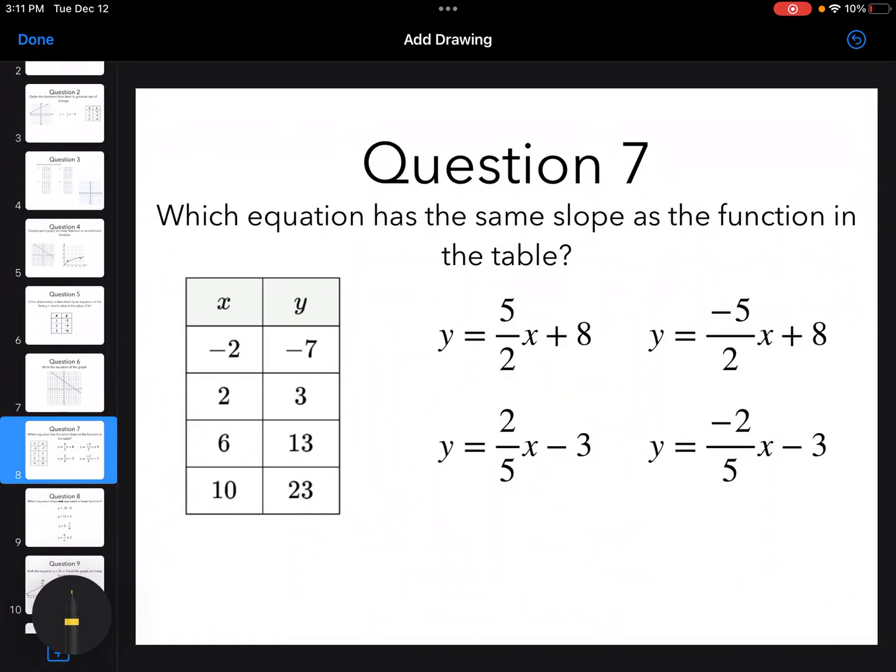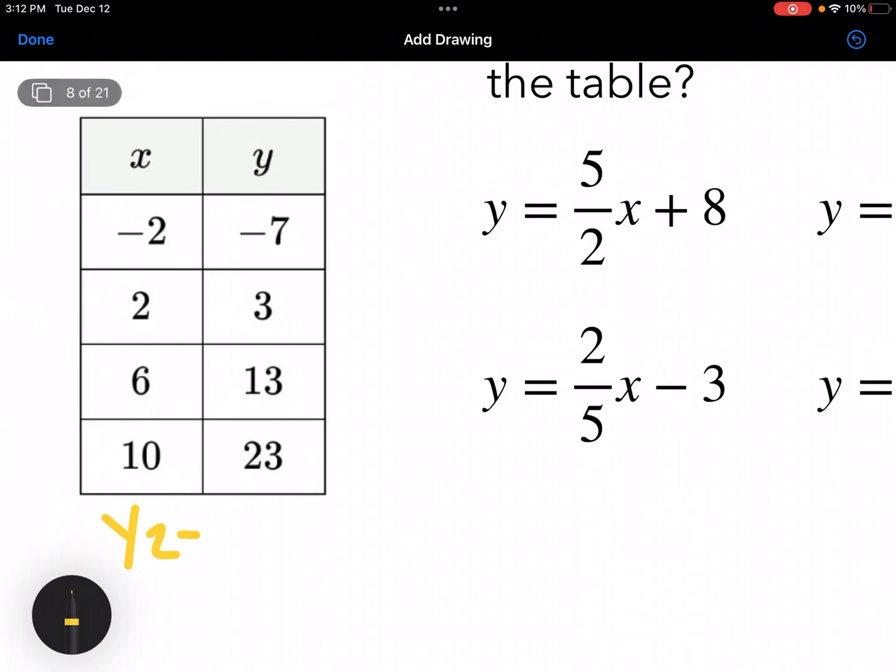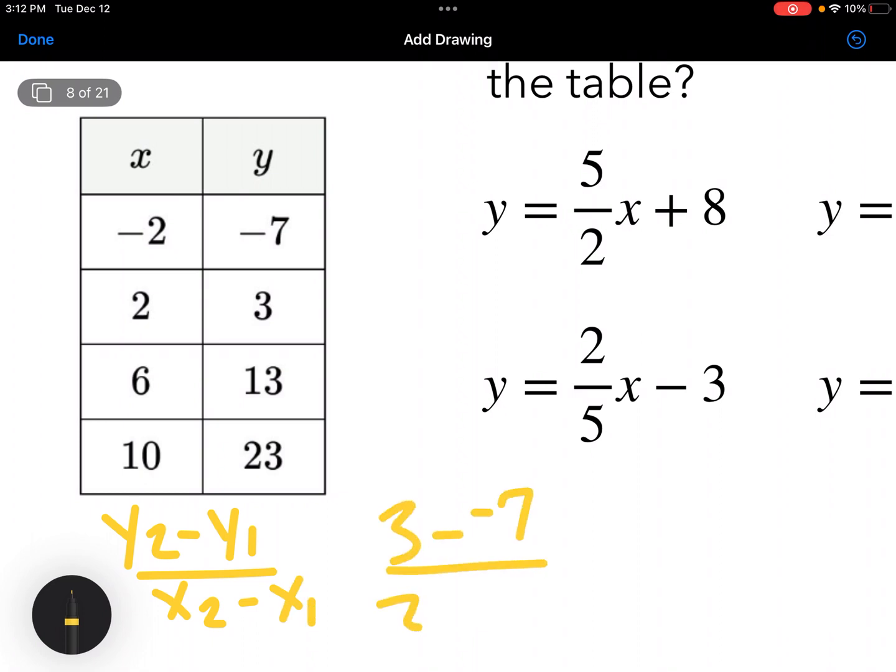All right, which equation has the same slope as the function in the table? So I have to find the slope. So y2 minus y1 divided by x2 minus x1. So I get 3 minus -7 divided by 2 minus -2. So I get 10 divided by 4, which reduces to 5/2.